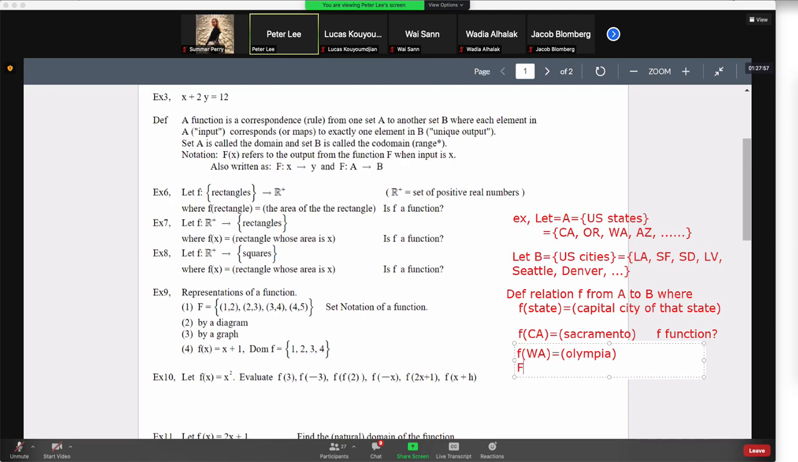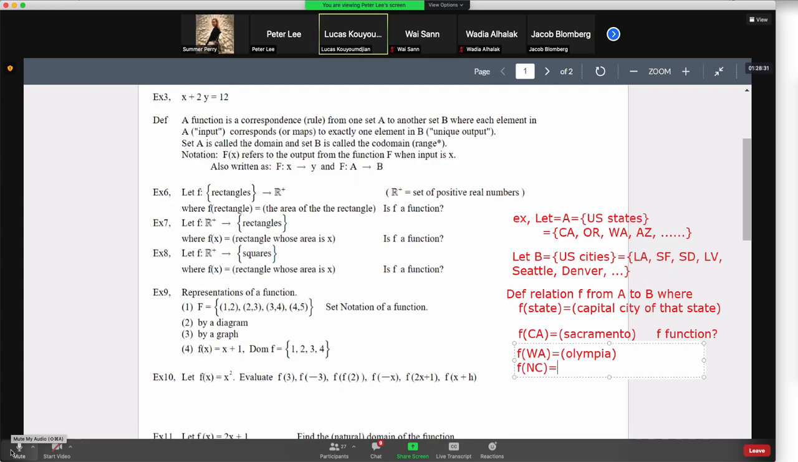How about F of North Carolina? NC is North Carolina. By the way, in the U.S., I've only lived in two states. Right now I'm living in California, and the only other state where I used to live is North Carolina, so I know everything about North Carolina. I lived there for a couple of years. So what is the capital of North Carolina? Raleigh? Charlotte? No, not Charlotte.